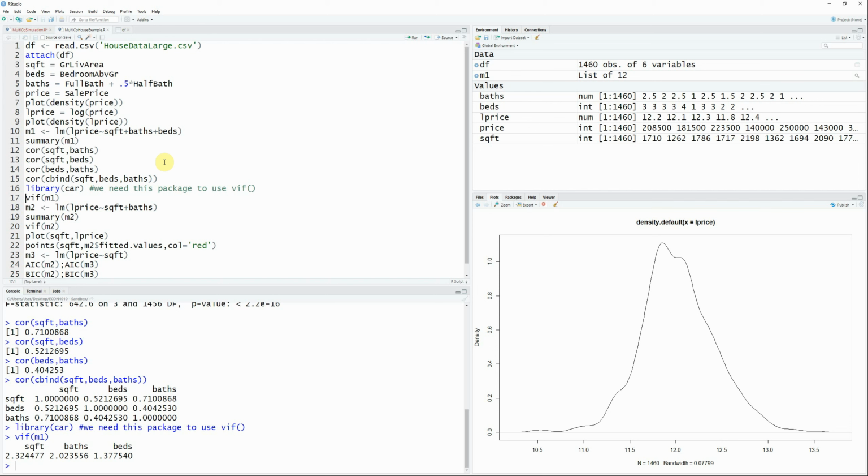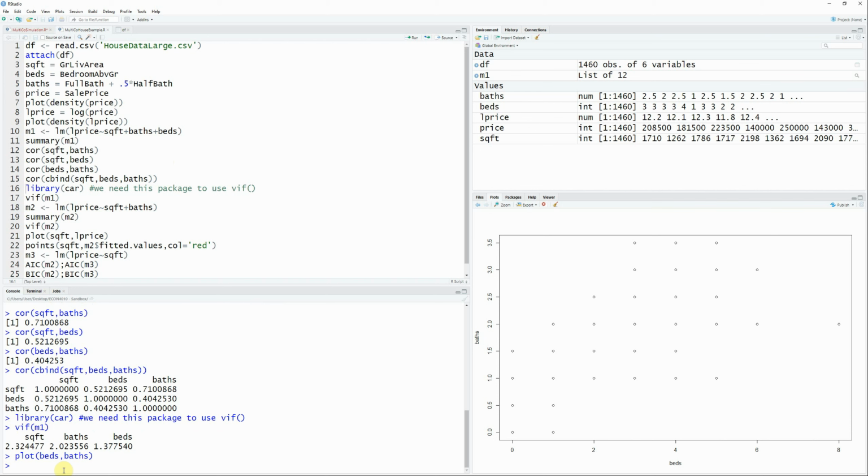Let's look at the plot, the density between beds and then baths, because there are specific numbers. It's not really jittered here, and there are a lot of points on top of each other. But you can see that overall, as the number of bedrooms is increasing, the number of baths is increasing too. So I have that kind of correlation there, but VIF is not showing me.